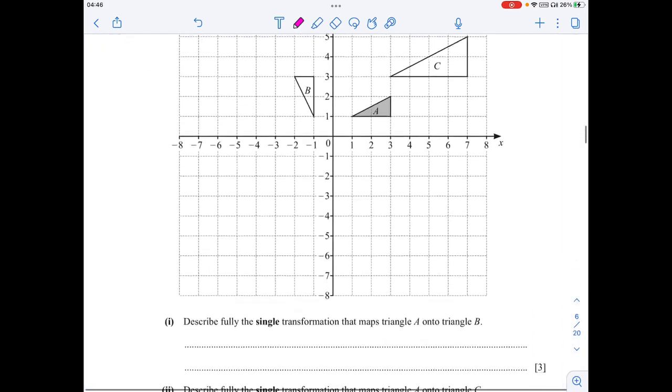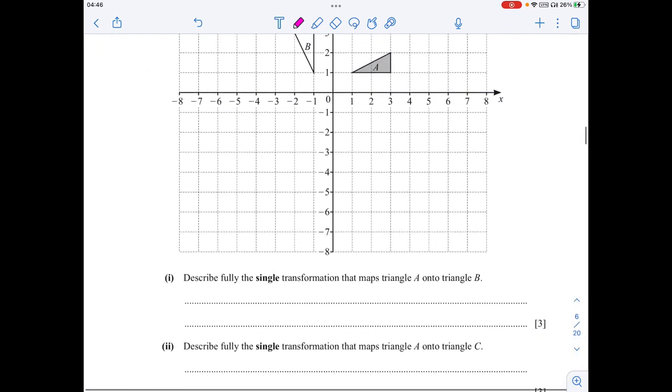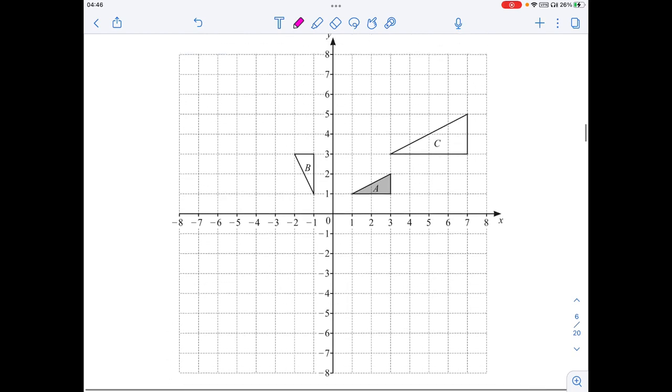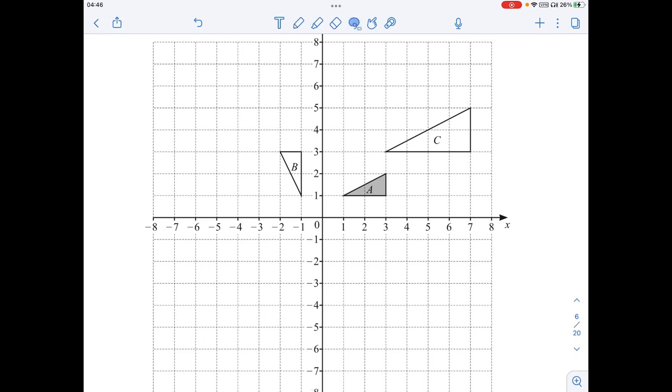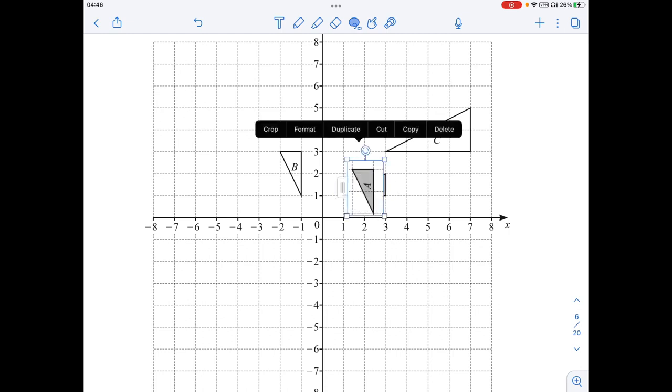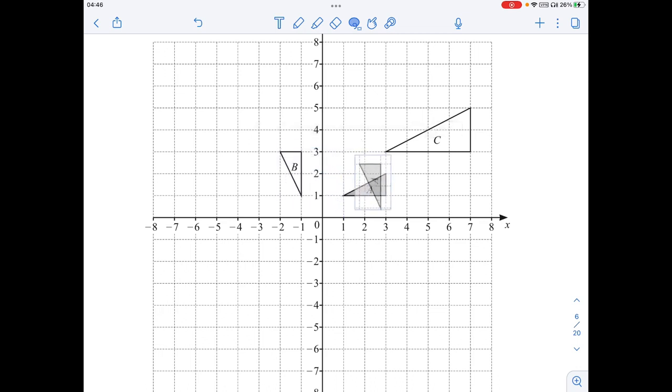Next question. Question number 4. Describe fully the single transformation that maps A onto B. So what is happening to A onto B? I take A, copy, paste it over here. Now when I rotate it, it's becoming almost all the same. You can see that it is going and matching over here. So it's going to be nothing but what? Rotation. It is rotation.